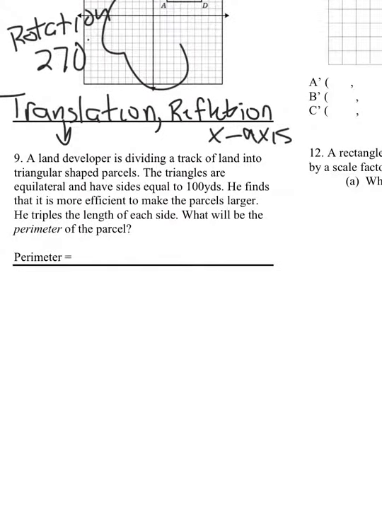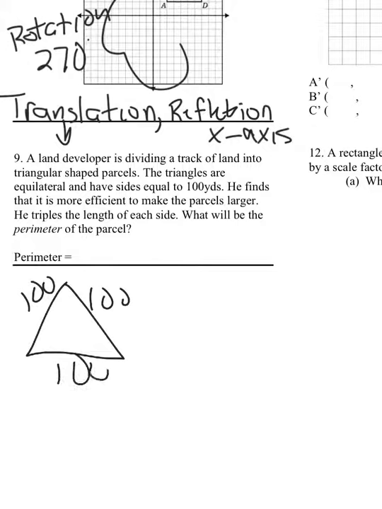A land developer is dividing a tract of land into triangular-shaped parcels. The triangles are equilateral and have sides equal to 100 yards. He finds it is more efficient to make the parcels larger. He triples the length of each side. What will be the new perimeter? So you have a triangle, 100, 100, 100. Perimeter, obviously, 300.